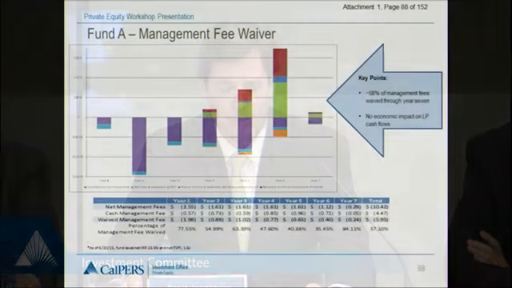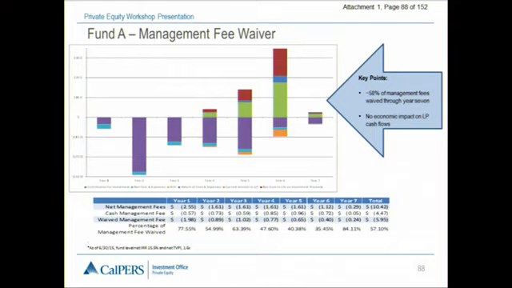The next slide shows the effects of a management fee waiver. As David pointed out earlier, this really has no impact on the actual cash flows that we experience. It could have an impact on the IRR of those cash flows. You know, this is a controversial term in a lot of cases.